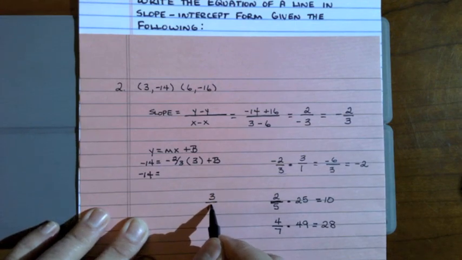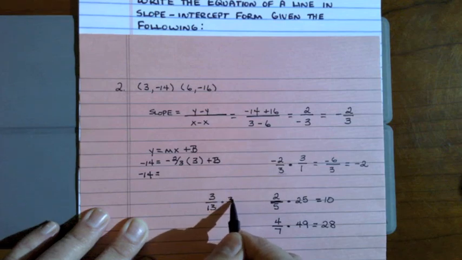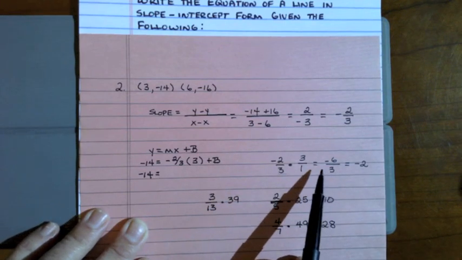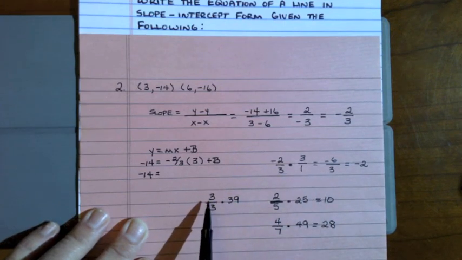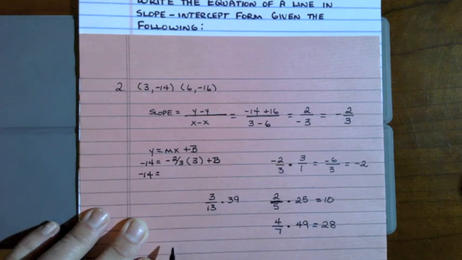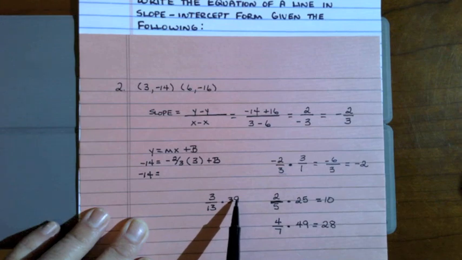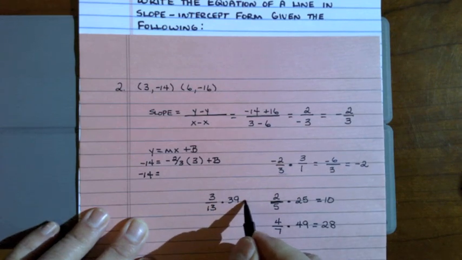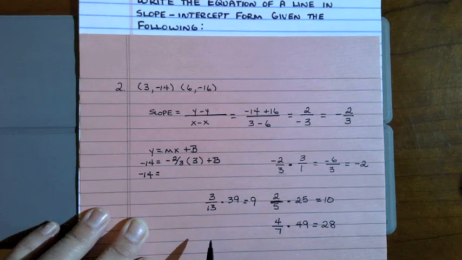Let's try that again. I'm going to take 3/13 and I'm going to multiply it to 39. If I did this way up here, I'd have to take 39 times 3 and then divide it by 13. But what I'm going to do is do my dividing first. 39 divided by 13 is 3. 3 times 3 is 9.